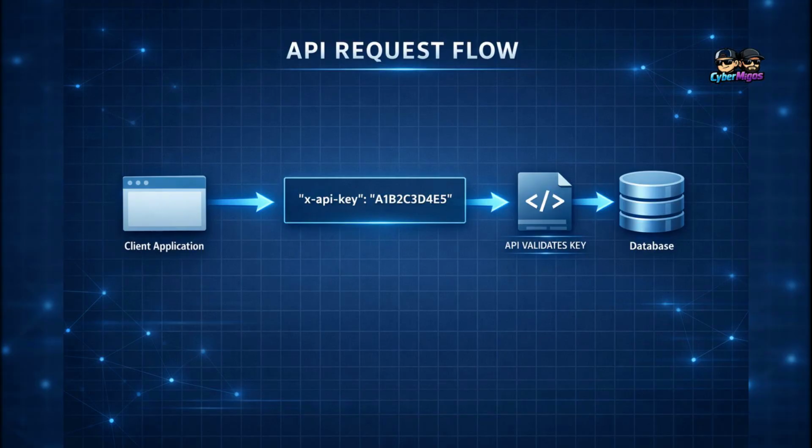Here's what the full request flow looks like. A client application sends an API request. The request contains an API key. The API server receives the request and validates the key. If the key is valid, the API can safely access back-end services or databases to return the requested data.